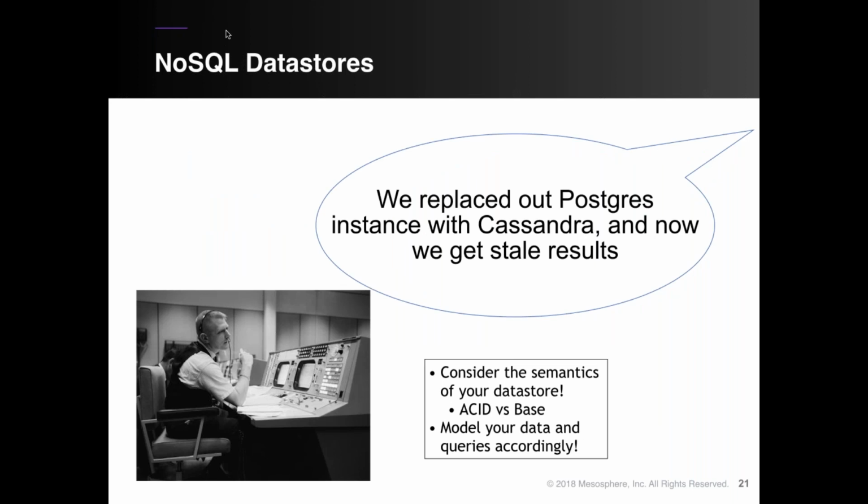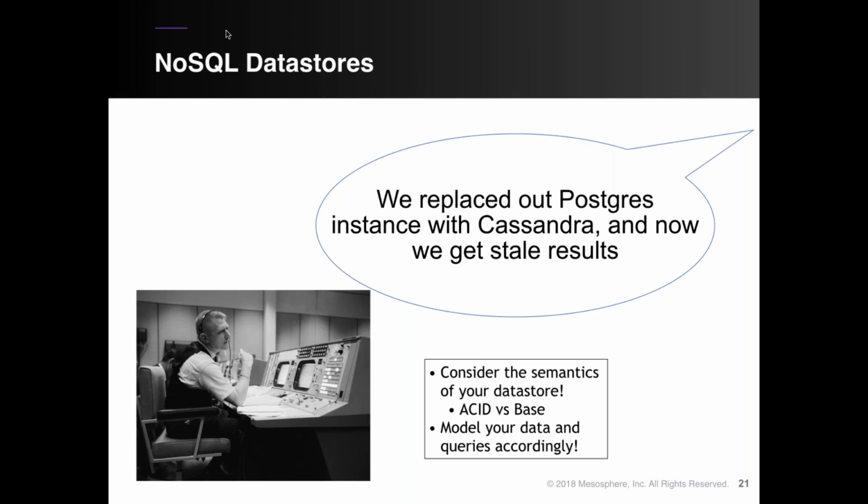NoSQL Datastores. As we're talking about clusters, often you also need some kind of solution for storing data. And I see a lot of people moving to those NoSQL Datastores, which is also great. You just have to understand what it means to move to them. For example, I've seen people replacing a Postgres instance with a Cassandra cluster. And how did they do that?